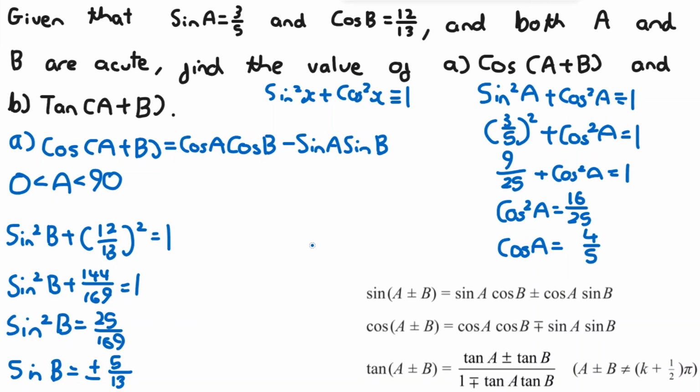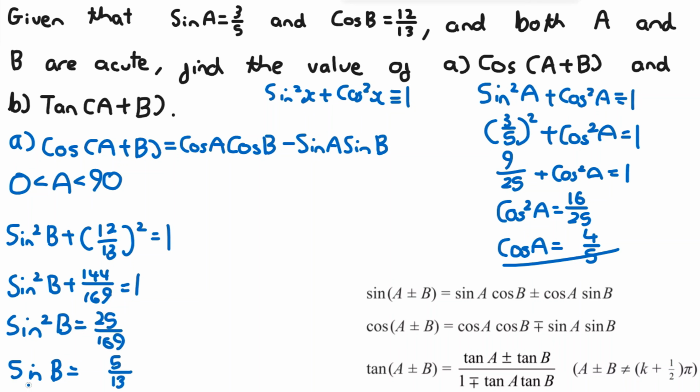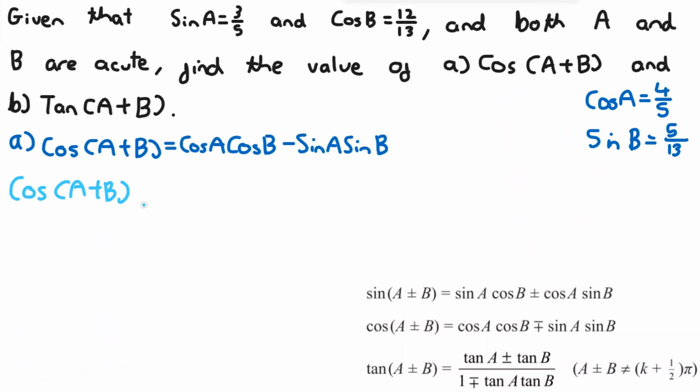Again, this could be the positive or the negative, but because we're also told that B is acute, between 0 and 90 degrees, sin is positive, so it can't be negative, so it's going to be the positive square root. So now we know the values of cos of A and sin of B. Therefore cos of A plus B is going to be equal to cos A, which is 4 over 5, times cos B, which is equal to 12 over 13, minus sin A, which is equal to 3 over 5, times sin B, which is equal to 5 over 13.